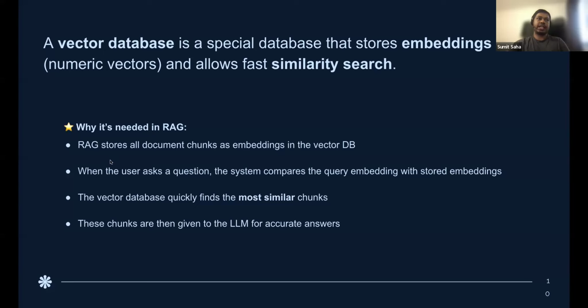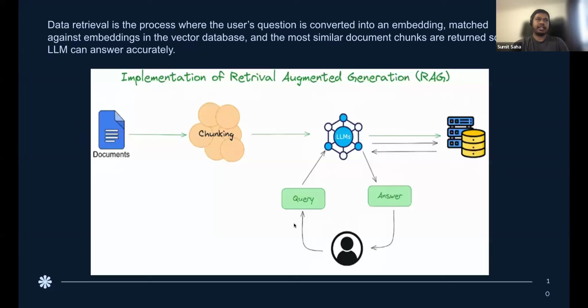So why do we need to store all documents and chunks as embeddings in a vector database in RAG? We know that RAG takes the documents and stores them in the vector database to use later for enriching the LLM's memory. So we need a database store for the RAG, and that's the vector database we use. The user can ask the vector database to quickly find the most similar chunks, as I already mentioned, and these chunks are given to the LLM to improve its answer.